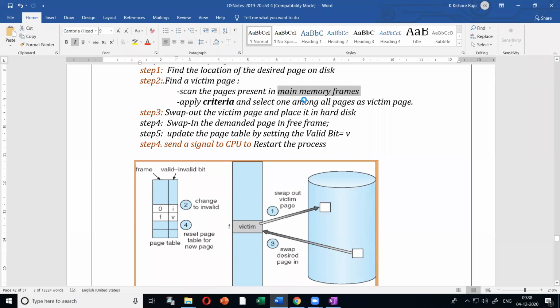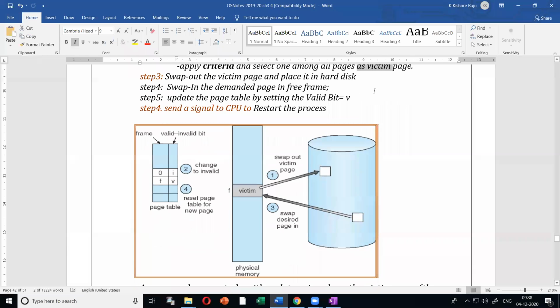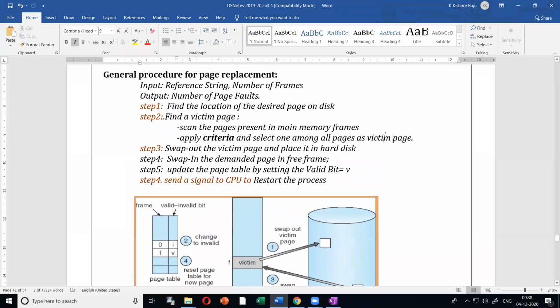Among the scanned pages, I'll follow a criteria. I'll tell you what criteria I want to follow. Based on that criteria, I have to select the victim page. Then swap out the victim page. If I swap out the victim page, I will get the free frame. Then in that particular victim page's frame, I will load the demanded page. Okay, swap in the demanded page into the free frame.